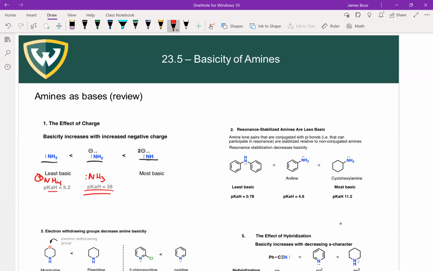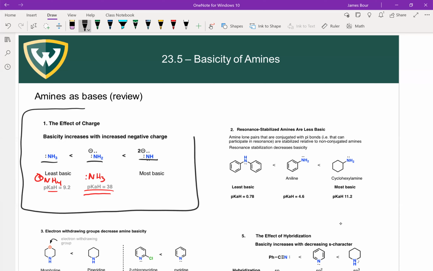So the conclusion from this first series we're looking at here is that basicity increases with increased negative charge. That is, amide is a strong base. Its conjugate acid has a pKa of 38. Ammonia is a modest base. Its conjugate acid has a pKa of 9.2 in water to generate ammonium. Ammonium has a pKa of 9.2.